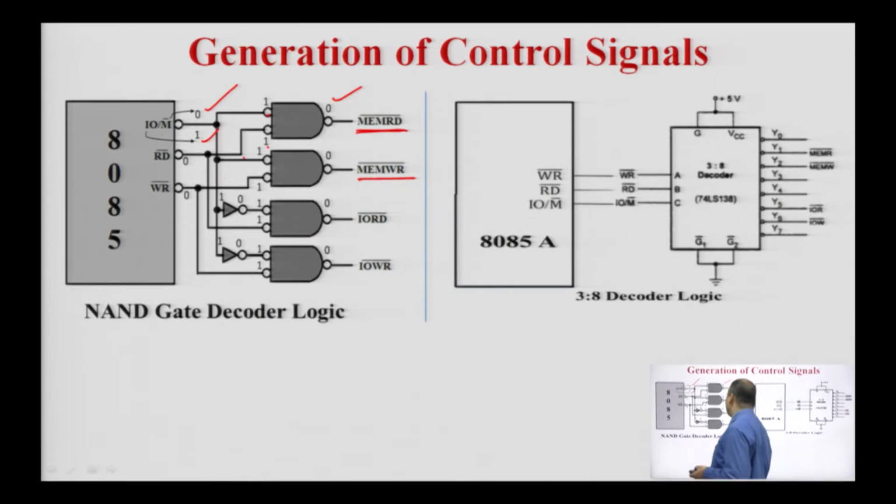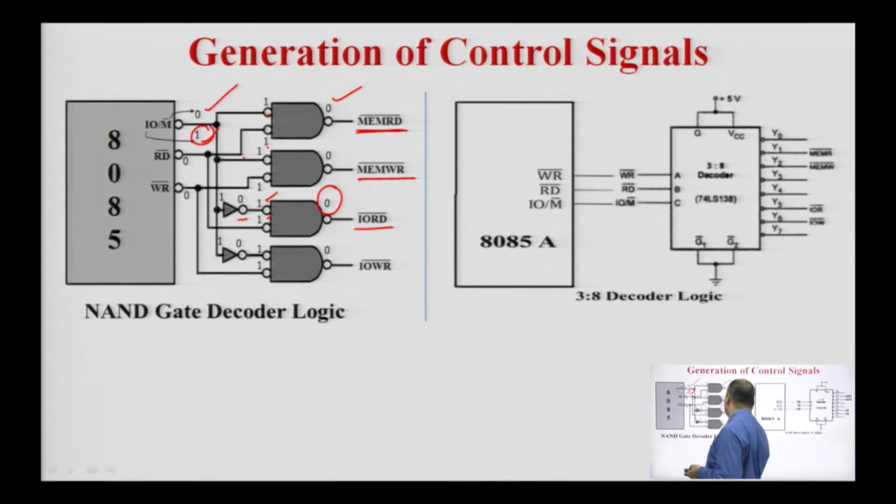Similarly, for input output related operation, the status on this pin is logic 1. This logic 1 appears here and is inverted, so it becomes 0, and finally it is inverted again at the input to the NAND gate. For the input output read control signal, the input to this NAND gate is 1 1 and it gives the output 0, which is the active low input output read control signal for the input output device.